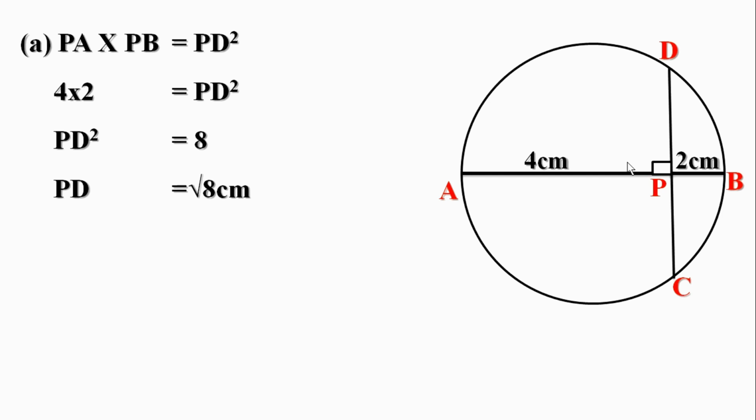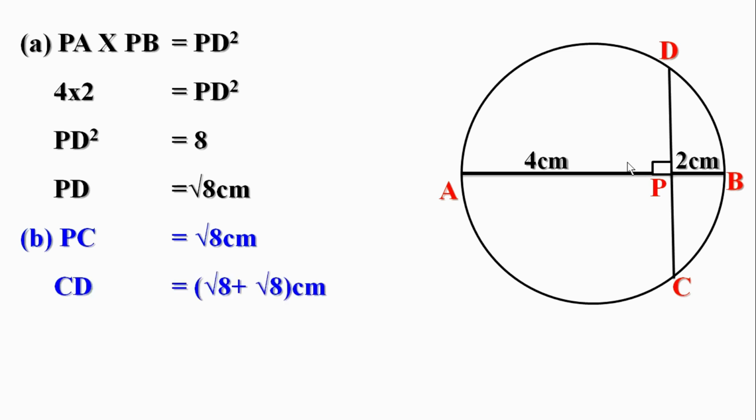Now we have to draw an equilateral triangle with perimeter 6 root 8 cm. Here we got PD equals root 8 cm. Therefore, PC also equals root 8 cm. Therefore, CD equals root 8 plus root 8, that is 2 root 8 cm. So we can draw an equilateral triangle with perimeter 6 root 8 cm by taking CD as one of its sides.